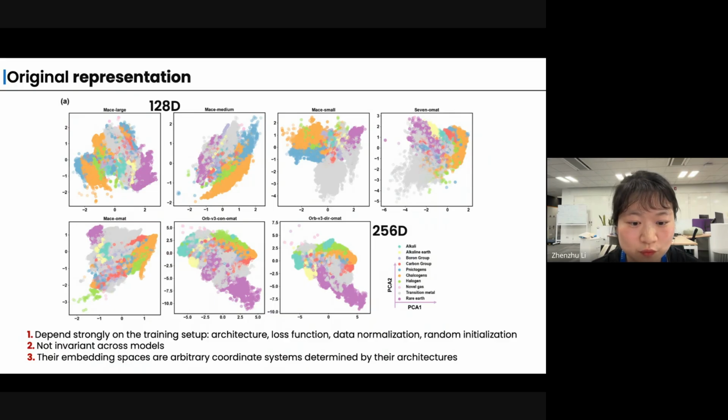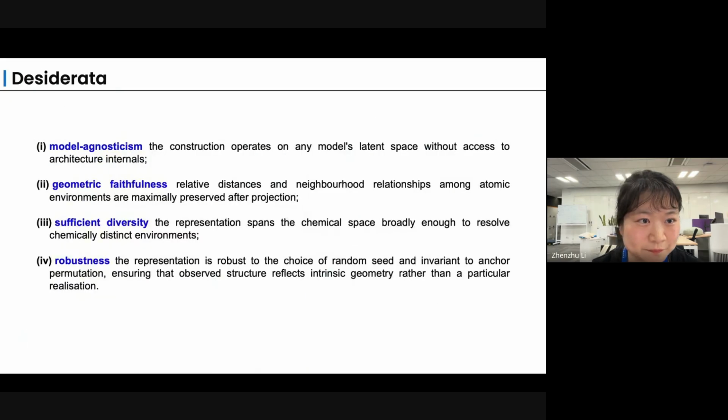And then what we want to check is, because now all the models are in an arbitrary coordinate system, we want to put them in one coordinate system. That's why we think about these four aspects. One is our construction of that coordinate system. It should be model agnostic, so it's not dependent on any model.